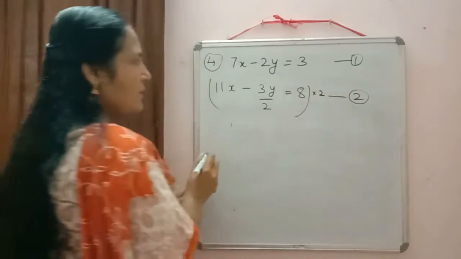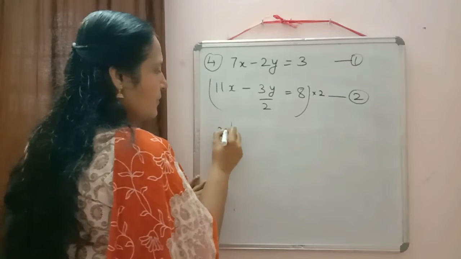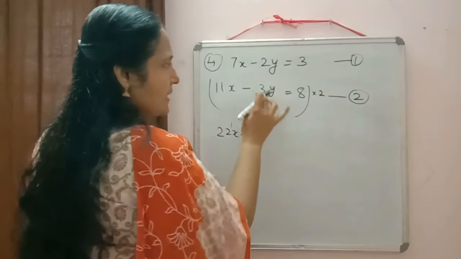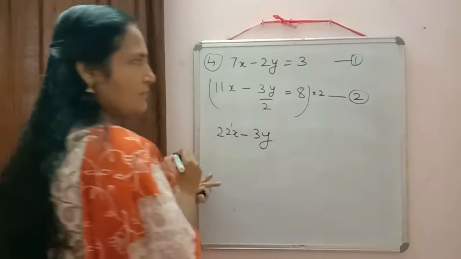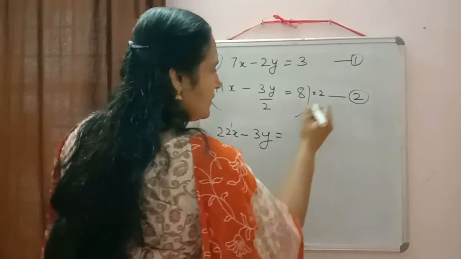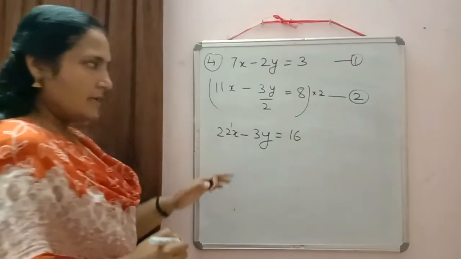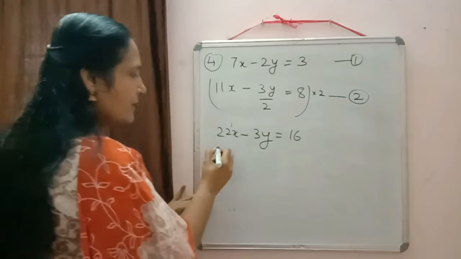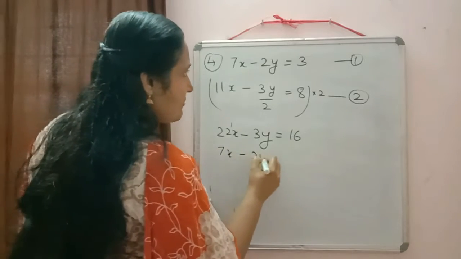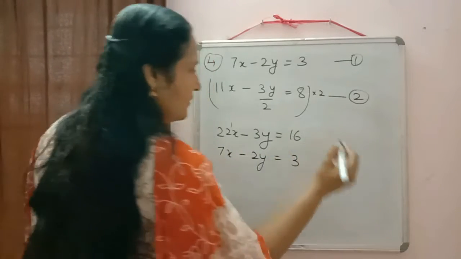So it will be equal to now 11 into 2, 22x minus 3y by 2 into 2. So 2 and 2 will get cancelled. Remaining, it will be equal to 3y is equal to 8 2s are 16. Now we will consider this as our equation. And the first equation is already written there: 7x minus 2y is equal to 3.